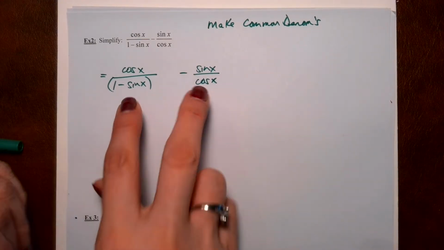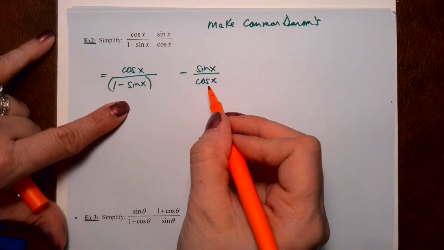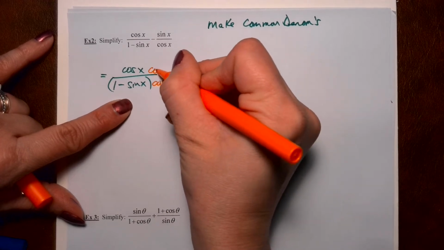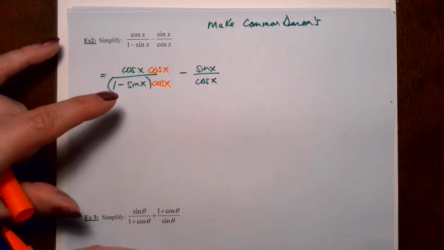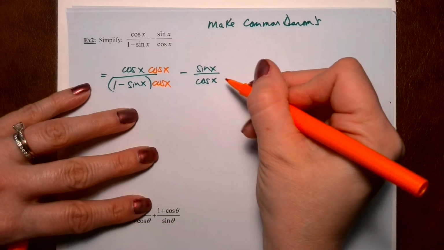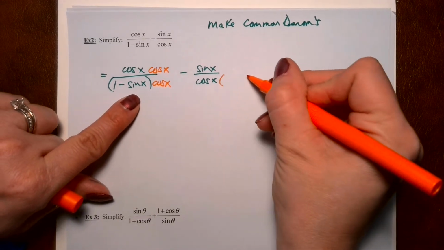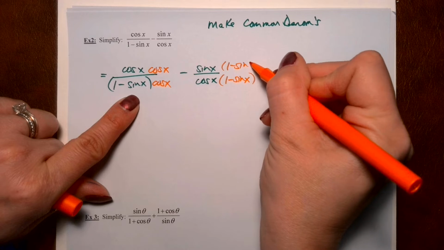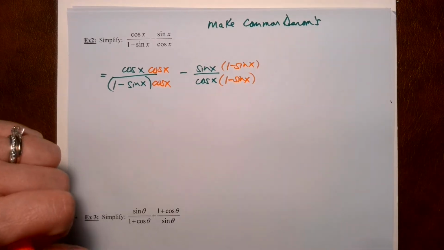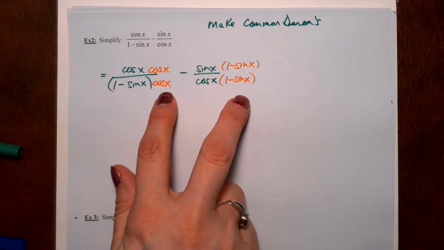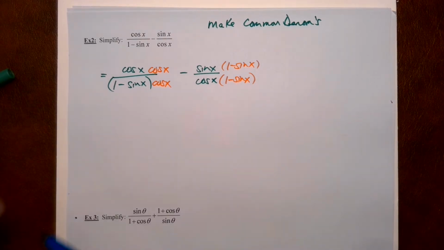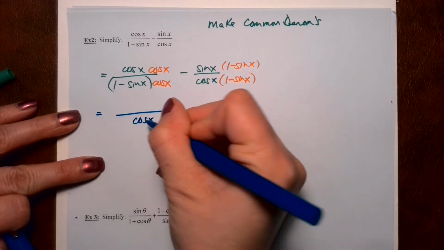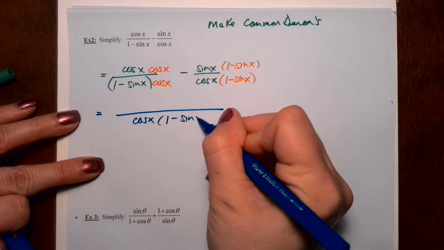Okay, there's no plus signs or minus signs in that fraction. I need the denominators to be common. So this first fraction needs a cosine in his denominator. So if I multiply the bottom by cosine of x, I have to multiply the top by cosine of x. This second fraction here is going to need to get this quantity. So I have to put in parentheses, 1 minus sine of x on the bottom, 1 minus sine of x on the top. Please make sure you write it 2 times. So their denominators are now common. I'm going to go ahead and write those denominators together. The common denominators, they each have a cosine of x and the quantity 1 minus sine.